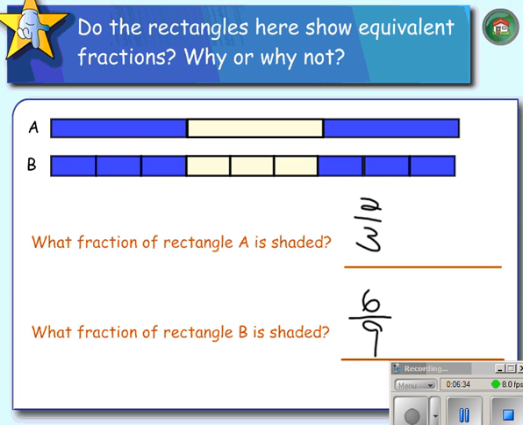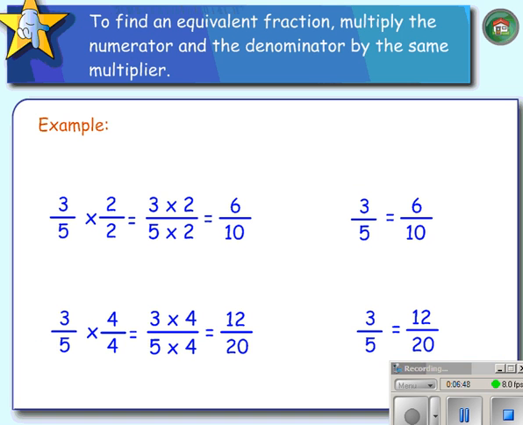Yes? I see a pattern. If you multiply 3 by 3, it's 9, and if you multiply 2 by 3, it's 6. Yep, you're ahead of the game. That's what we're talking about next: finding equivalent fractions. Exactly what Cole just said. What you do to the top, you do to the bottom.